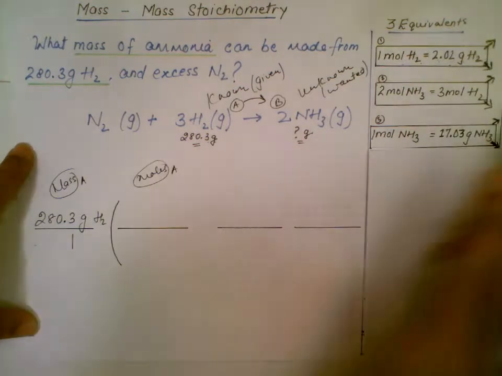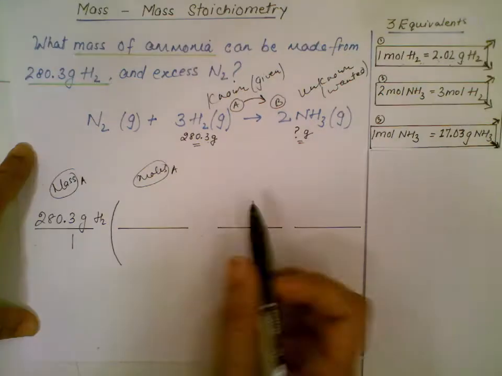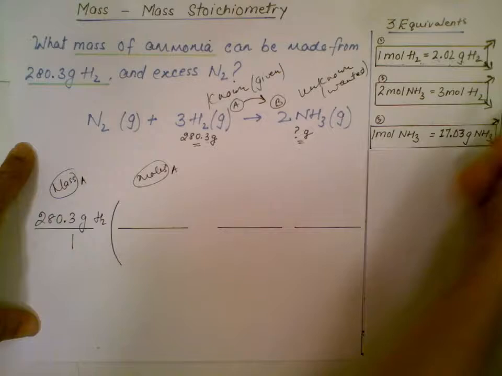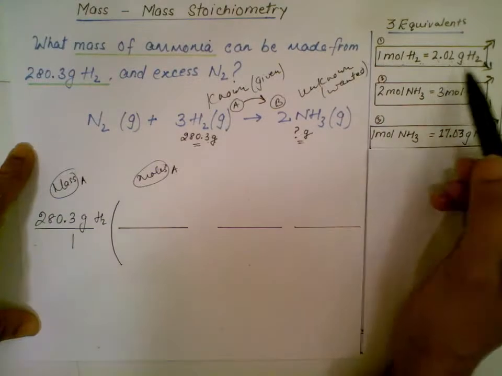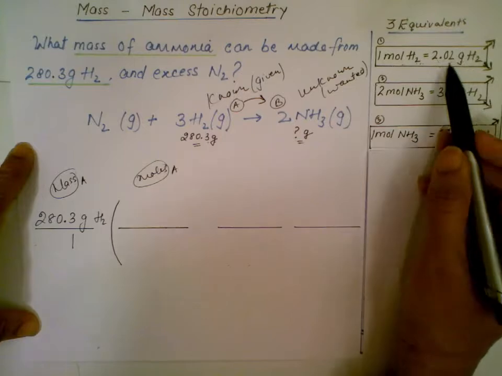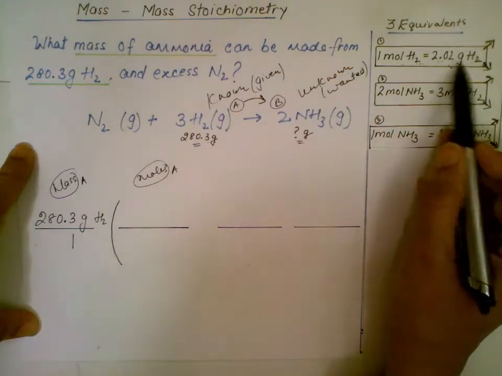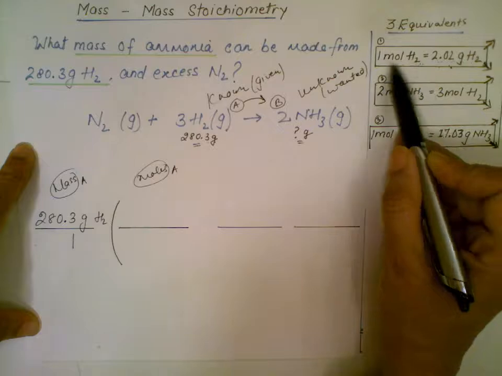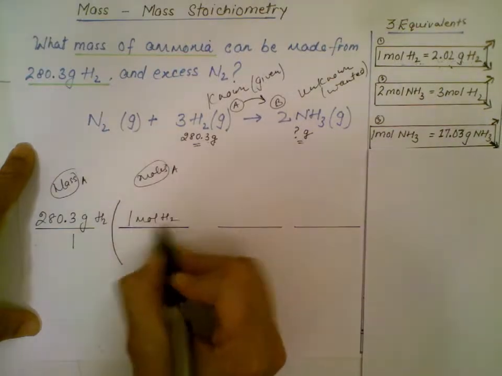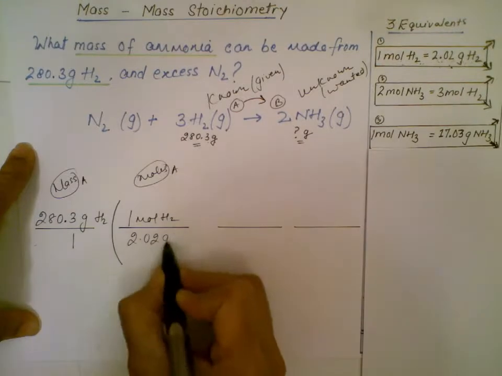Now when you make the 2 fractions, you are going to pick the fraction where you can get rid of the units you don't want and keep the units that you want. One of the possibilities is the fraction you can make from here: 2.02 grams of hydrogen, which is the molar mass, for every 1 mole of hydrogen. I want my moles, so I'm going to write that at the top, and I want to get rid of the grams, so grams I'm going to write at the bottom.